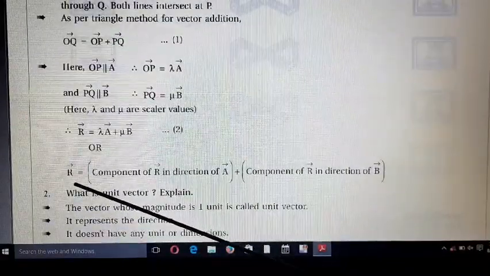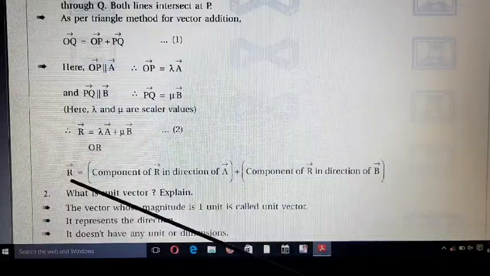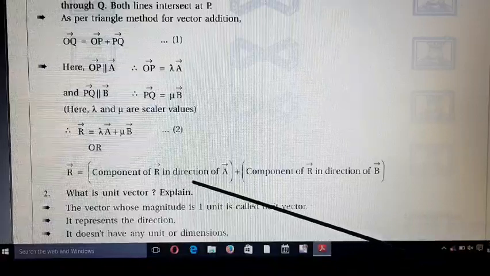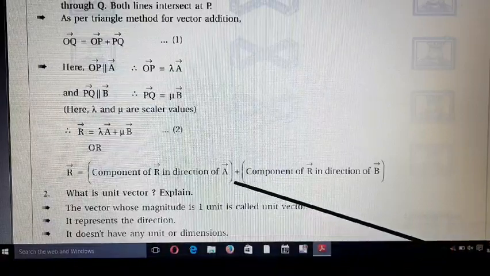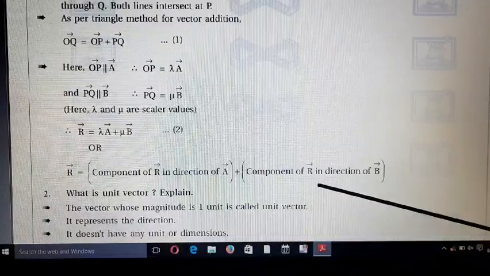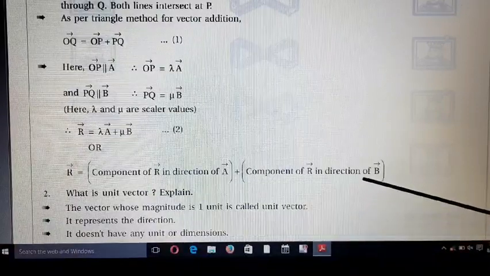In words we can write: vector R is equal to the component of vector R in the direction of vector A plus the component of R in the direction of B. Okay.